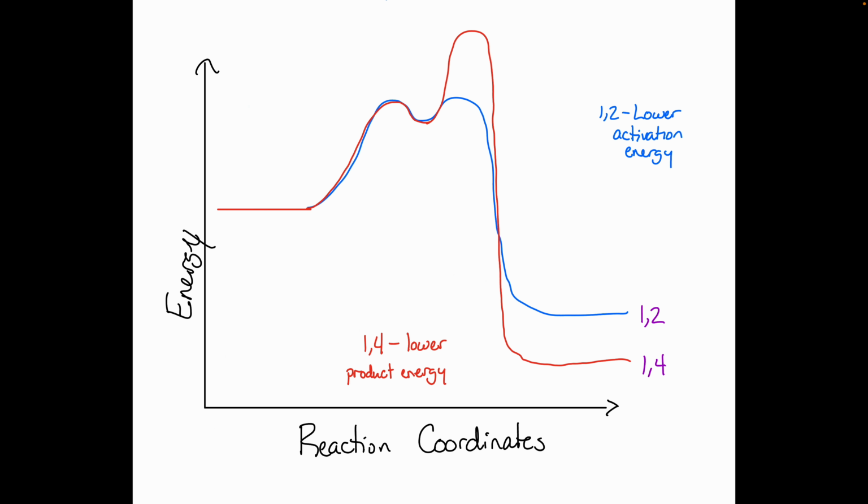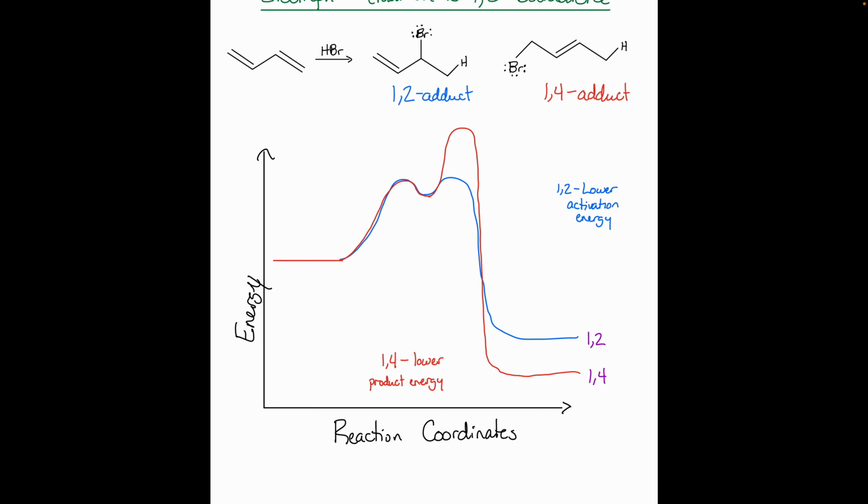This is something that we're going to see a lot in our organic chemistry, our second semester here, what we call kinetic versus thermodynamic product. One of these products is more kinetically favorable. It's got a lower activation energy. That would be our 1,2 product. But the other one is more thermodynamically favorable. My product energy level is lower.